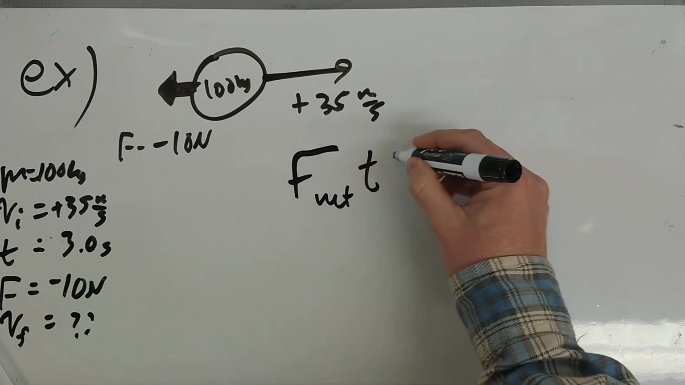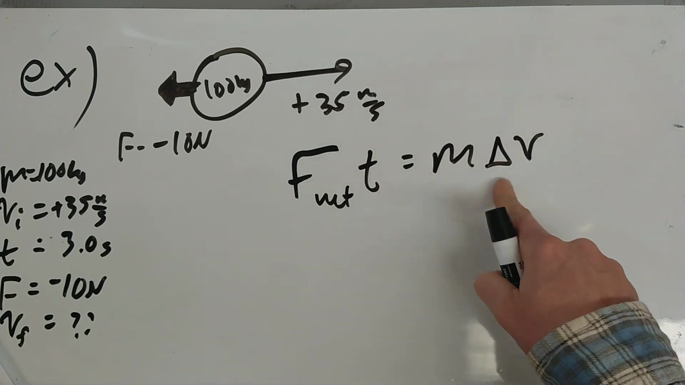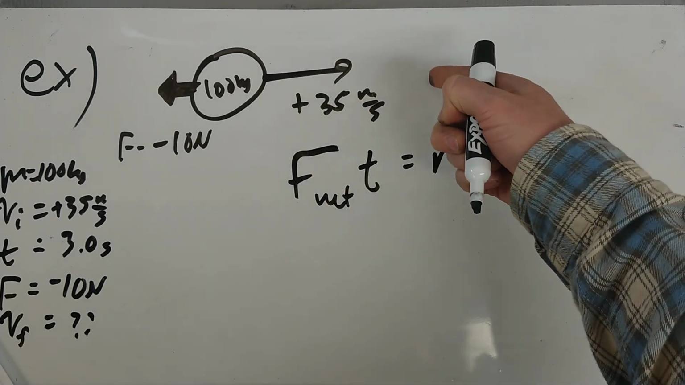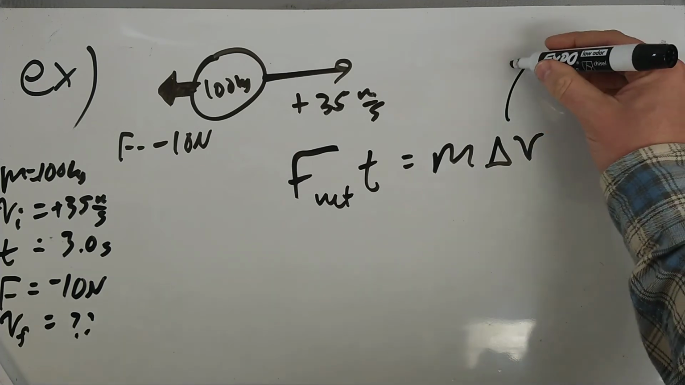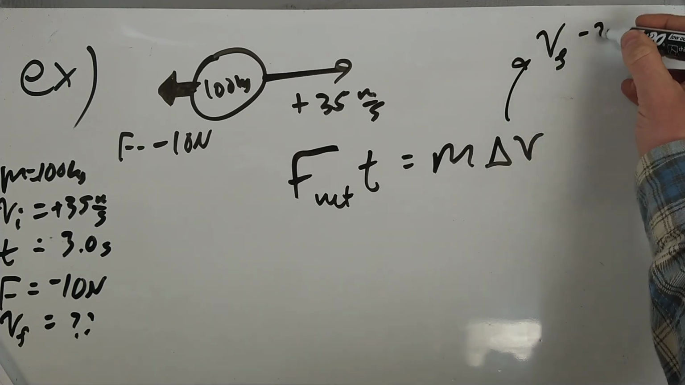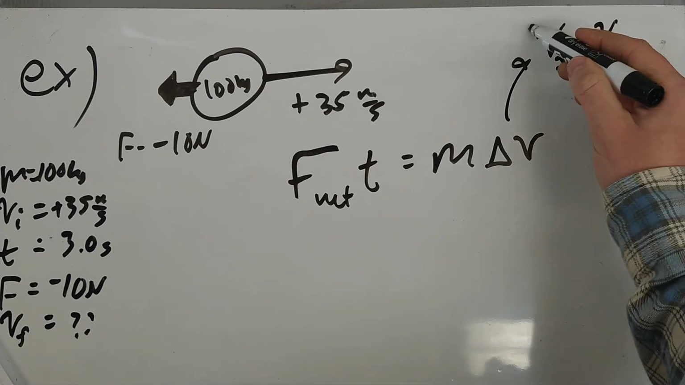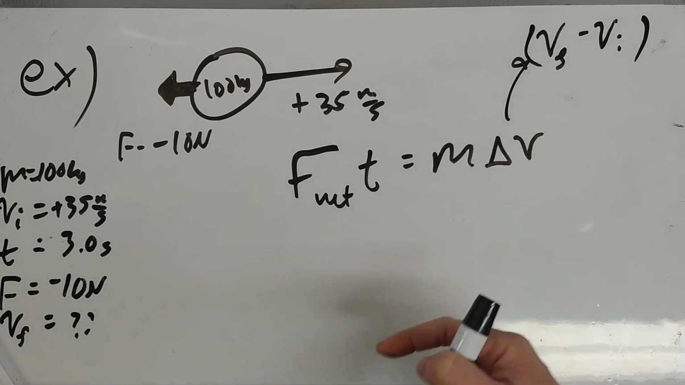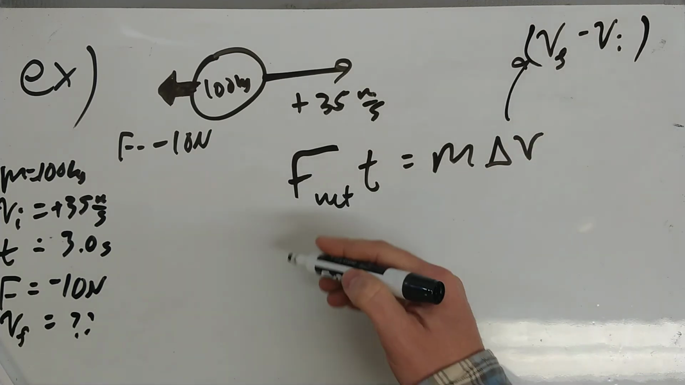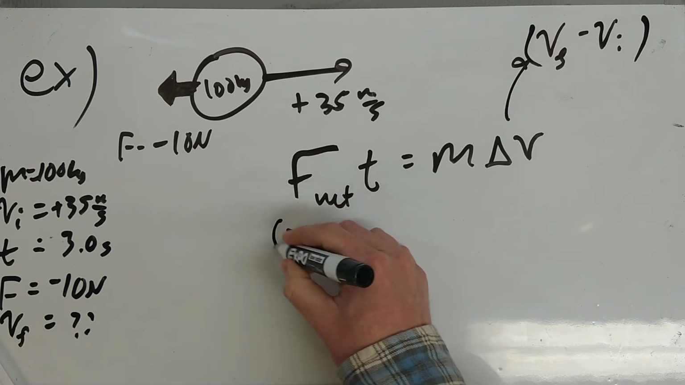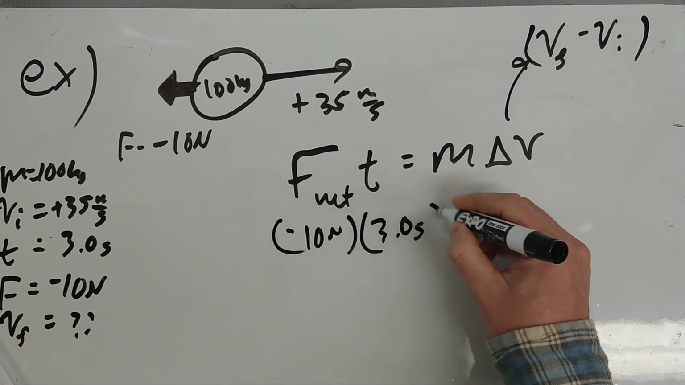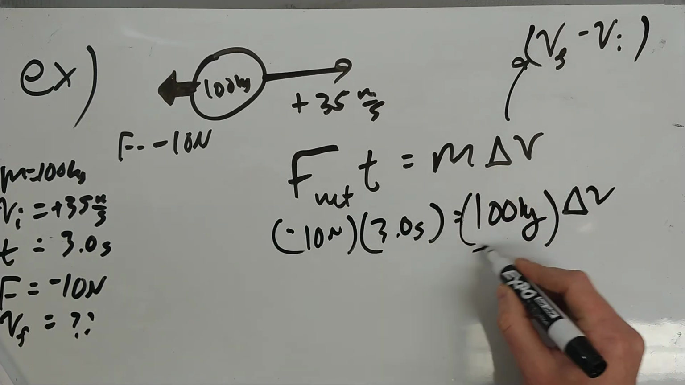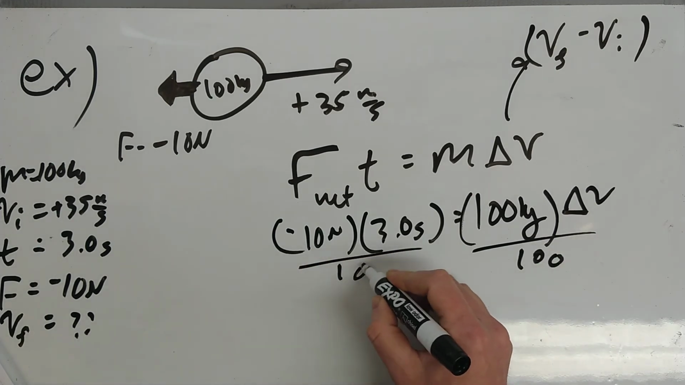But let's go ahead here. F net times time equals m delta v. See, what I like to do is I like to solve this problem for delta v and then figure out what the final velocity is. Some people like to just immediately put in v final minus v initial for delta v, but what I find when people do that is they miss a sign here and make a mistake. So let's just solve for delta v. So F net, it's going to be negative 10 newtons being applied for 3.0 seconds to a 100 kilogram object, and we're going to find the change in velocity. So divide both sides by 100.